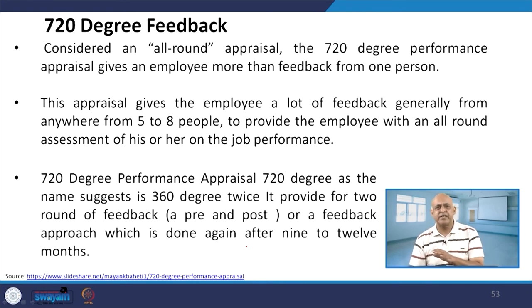But whenever we are talking about the 720-degree performance appraisal, right, as the name suggests, it is twice; it provides for two rounds of feedback. In 360 degree only, we have seen the limitation, which I talked about in the previous slide, that the people may be biased, right? But when you are taking it twice, with an interval of 9 to 12 months, and then again the feedback is taken, and we find it is showing the same, then definitely that will be the perfection. Yes, these are the findings, and we can take the decision on the basis of these findings.